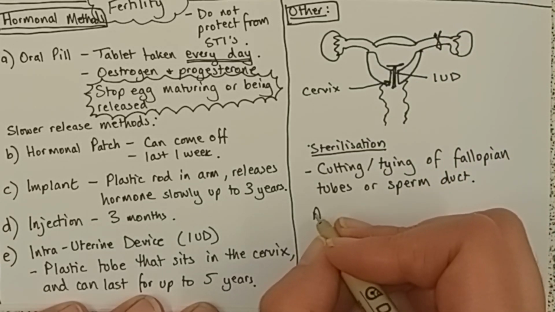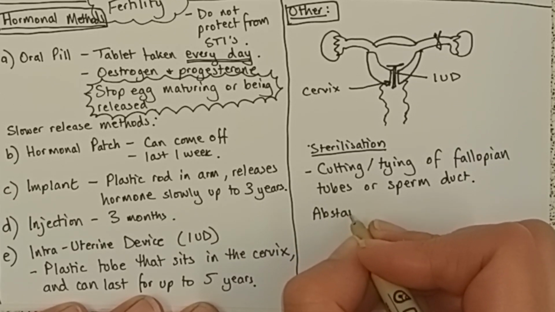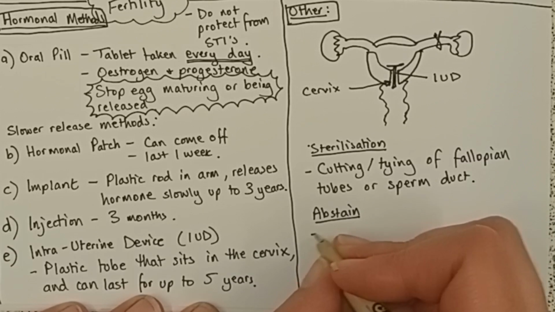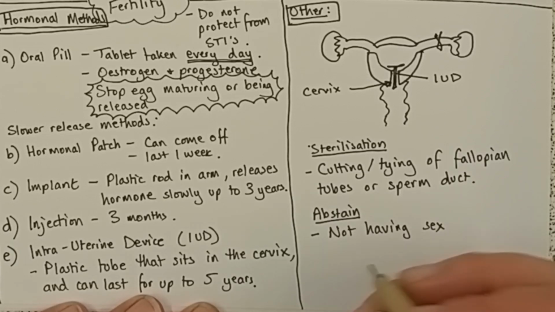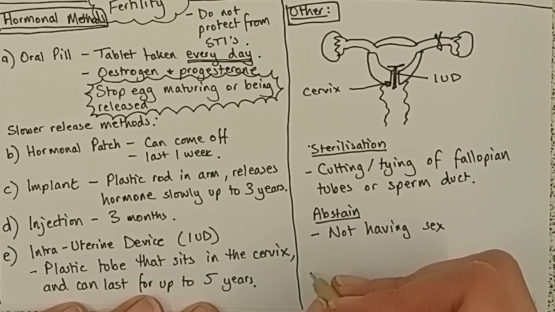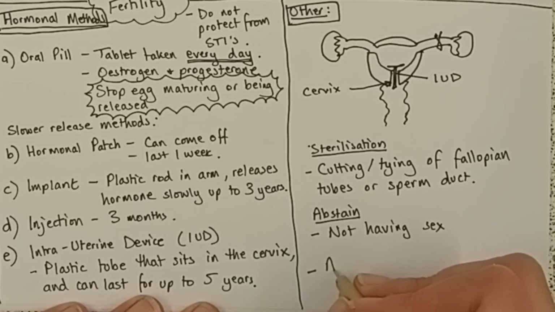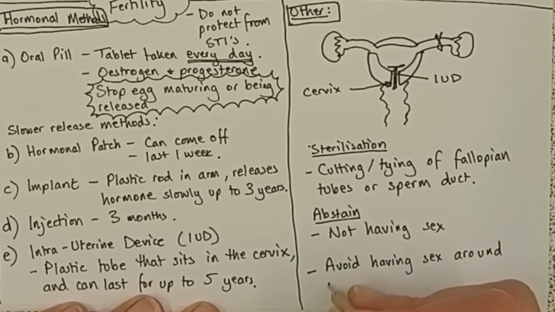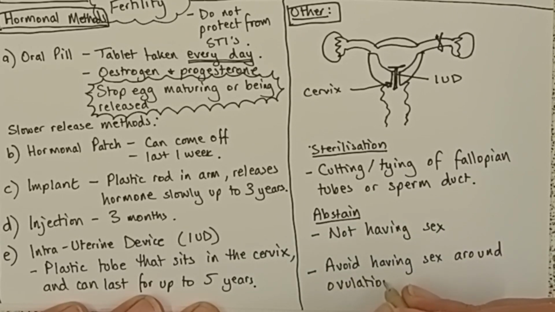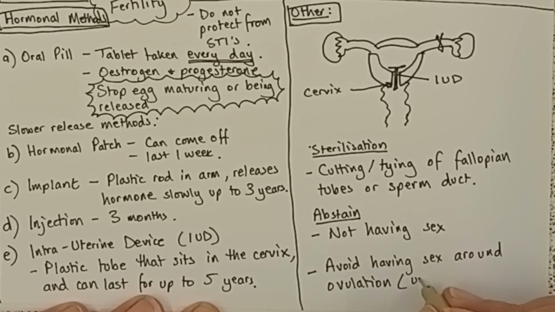You can also simply abstain from having sex. So that means not having sex. And there are other methods where you think about the timing of having sex and you avoid having sex around ovulation. This, however, is a very, very unreliable method of contraception. So it's unreliable.